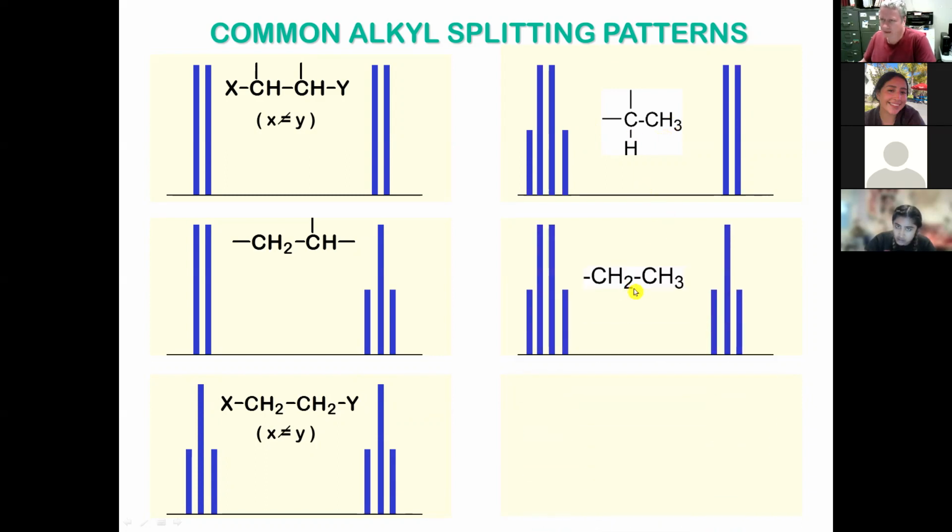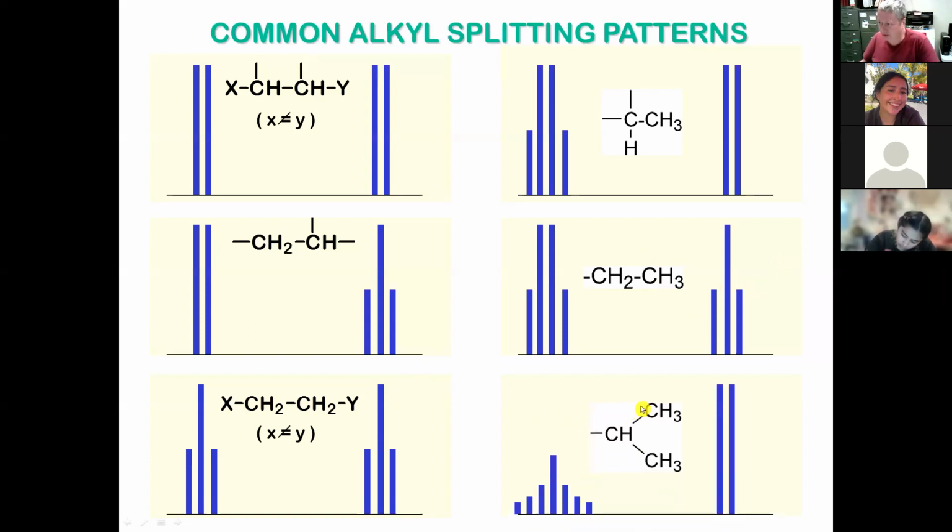What about an ethyl group, CH2 next to CH3? This one is very common. We're going to see lots of ethyl groups in our NMR spectra. It's a quartet next to a triplet. So very often, if you see a quartet and you see a triplet, you're like, there's an ethyl group, right? Quartet next to a triplet.